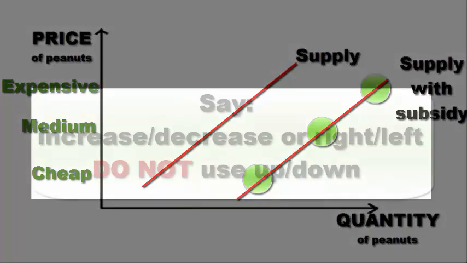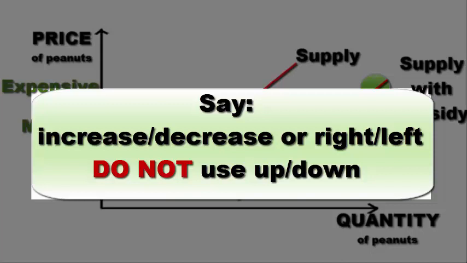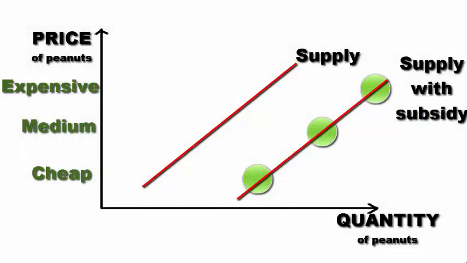A quick aside here. Always use the words increase, decrease, or right and left when referring to shifts of supply and demand curves. Do not use the words up and down, as this can confuse students, especially with a supply line. Shifting a supply line to the right is an increase, like we did in this graph. However, if looked at incorrectly, it might appear to some students as if the line has actually gone down. It has not. It is shifted to the right. The sooner you get your students using right and left and increase and decrease, the better off they will be.